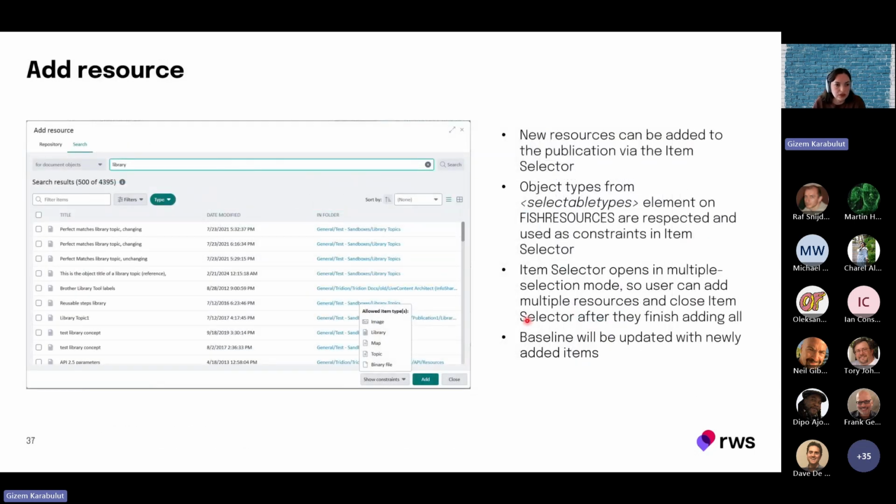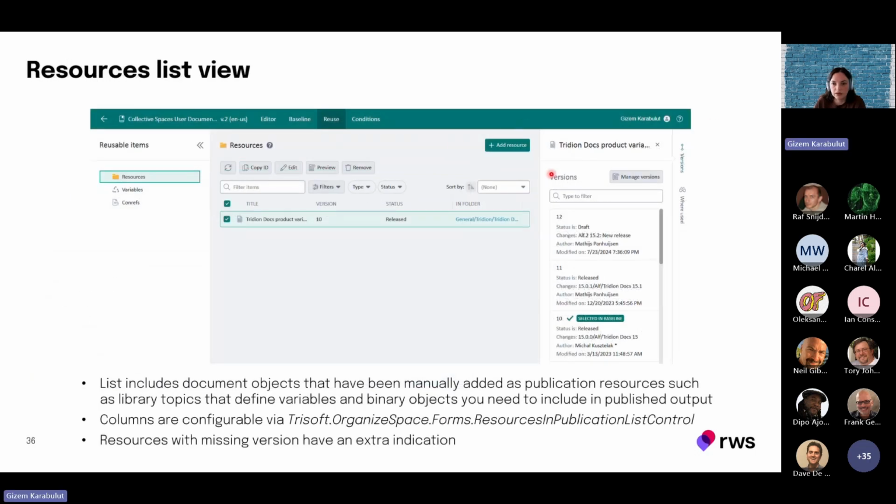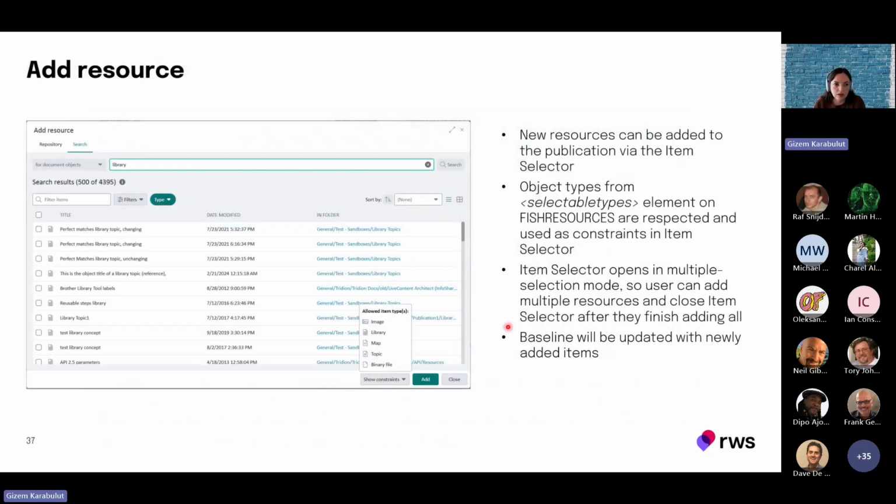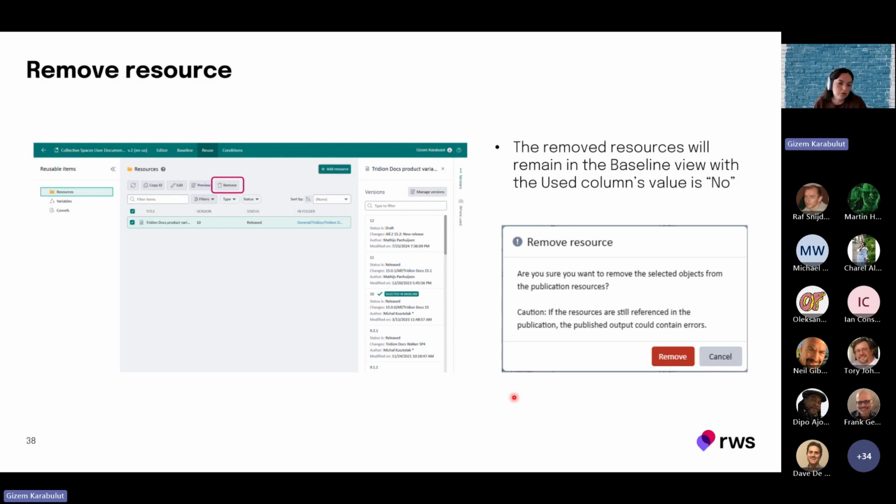So users can add new resources to the publication. To do that, from here they need to click the Add Resources button. That opens the item selector, and they can add multiple resources at once. After clicking Add, these items will be added to the baseline automatically. Or they can remove resources from this list. Then the connection between the library topic and the publication will be broken.